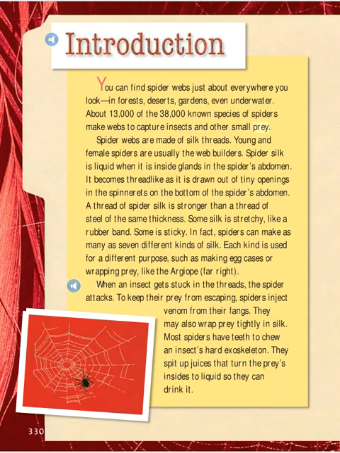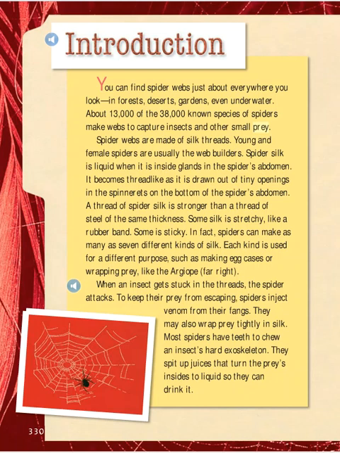It becomes thread-like as it is drawn out of tiny openings in the spinnerets on the bottom of the spider's abdomen. A thread of spider silk is stronger than a thread of steel of the same thickness. Some silk is stretchy, like a rubber band. Some is sticky. In fact, spiders can make as many as 7 different kinds of silk. Each kind is used for a different purpose, such as making egg cases or wrapping prey.